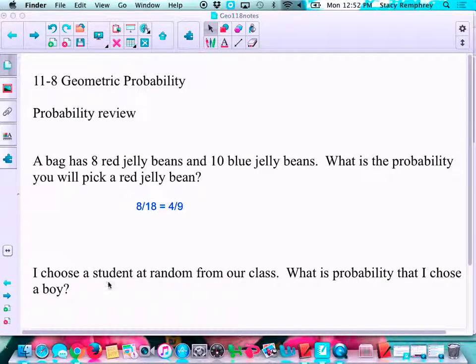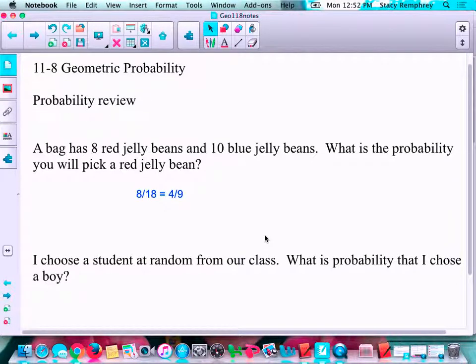Okay, these are the notes for 11.8. In the first problem, you're not going to be able to really do the bottom if you're not in class. Just a quick review of probability.